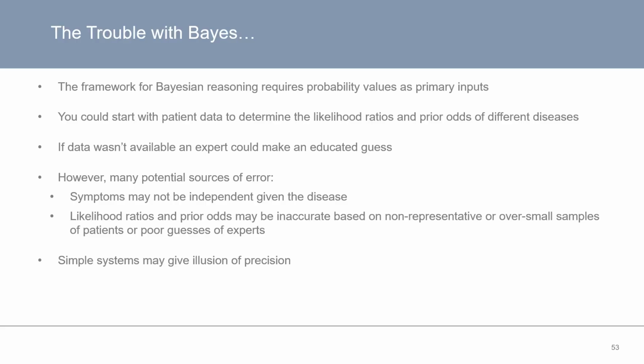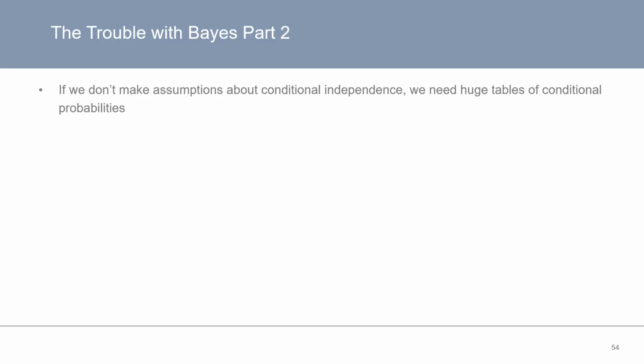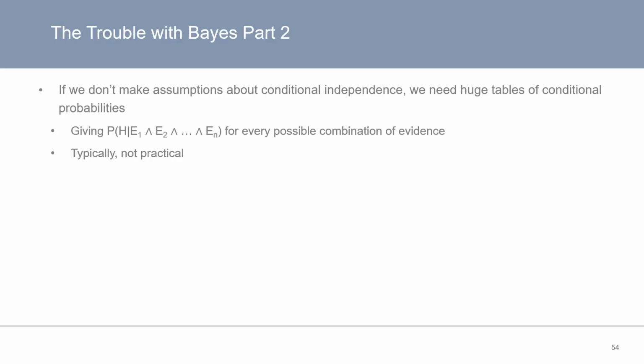Often simple solutions that deal with uncertainty may give the illusion of precision. For example, they could output a high probability for a given outcome, such as 96%. But there could be critical errors behind these values if the system wasn't set up correctly or the assumptions that went in behind the probability calculations were not satisfied. Further, if we don't make assumptions about the conditional independence of these variables, we would need huge tables of conditional probabilities. So for example, what's the probability of each hypothesis for every single unique combination of evidence possible? Typically, doing this just isn't practical.